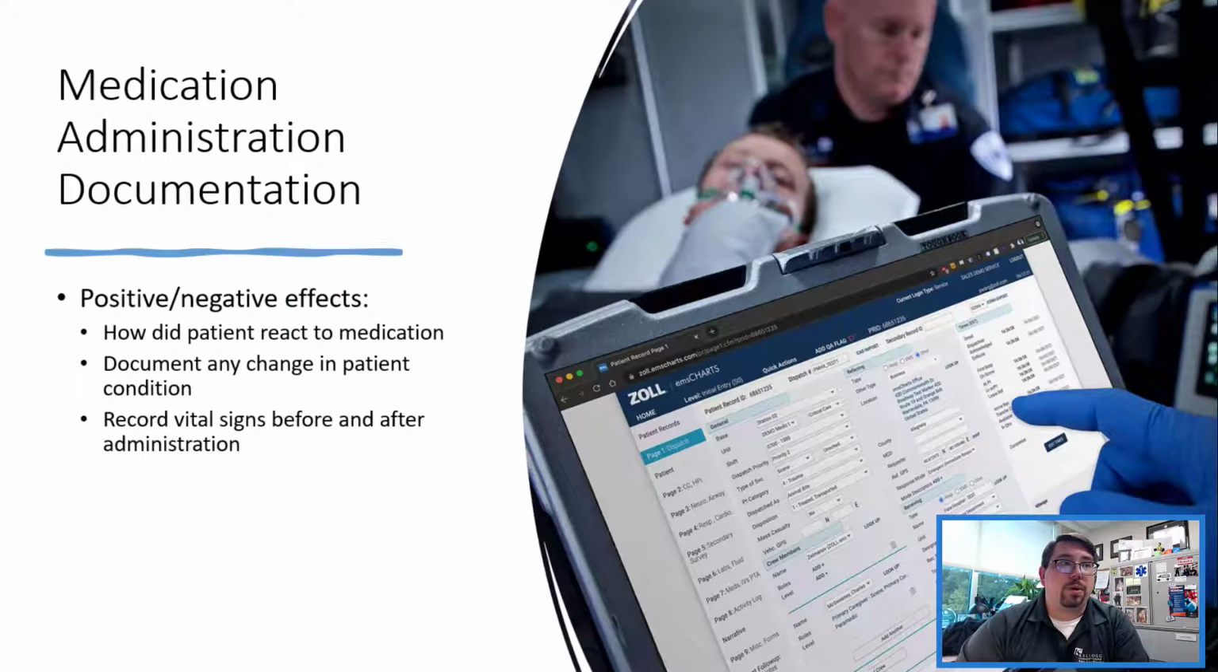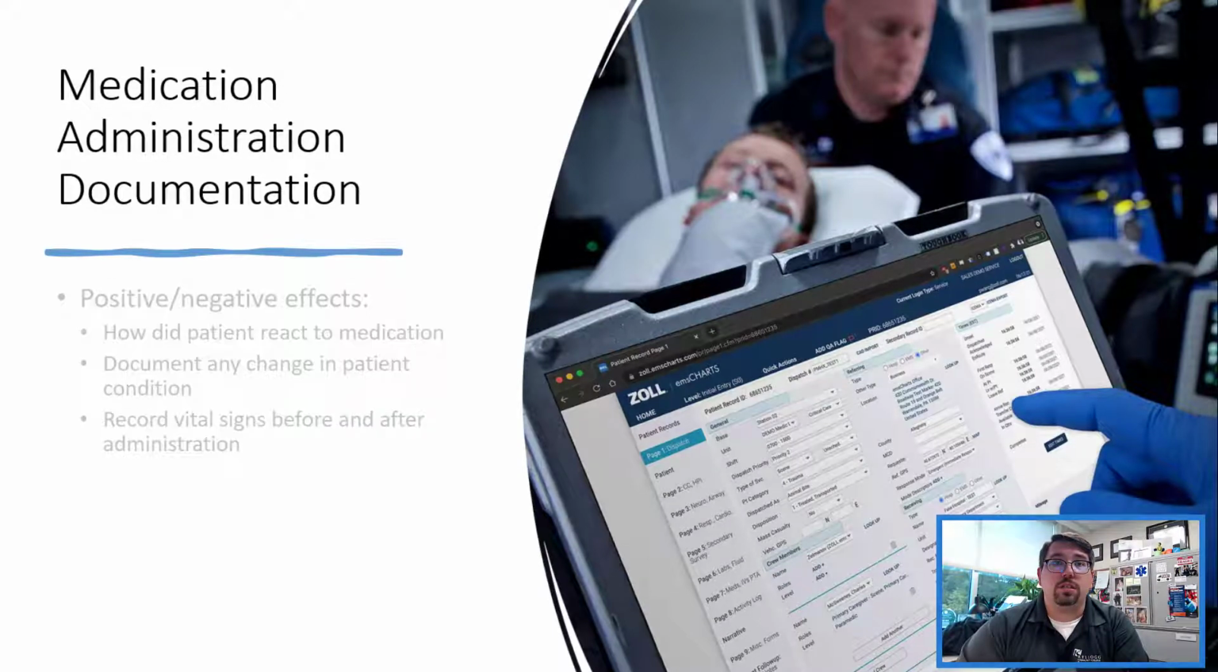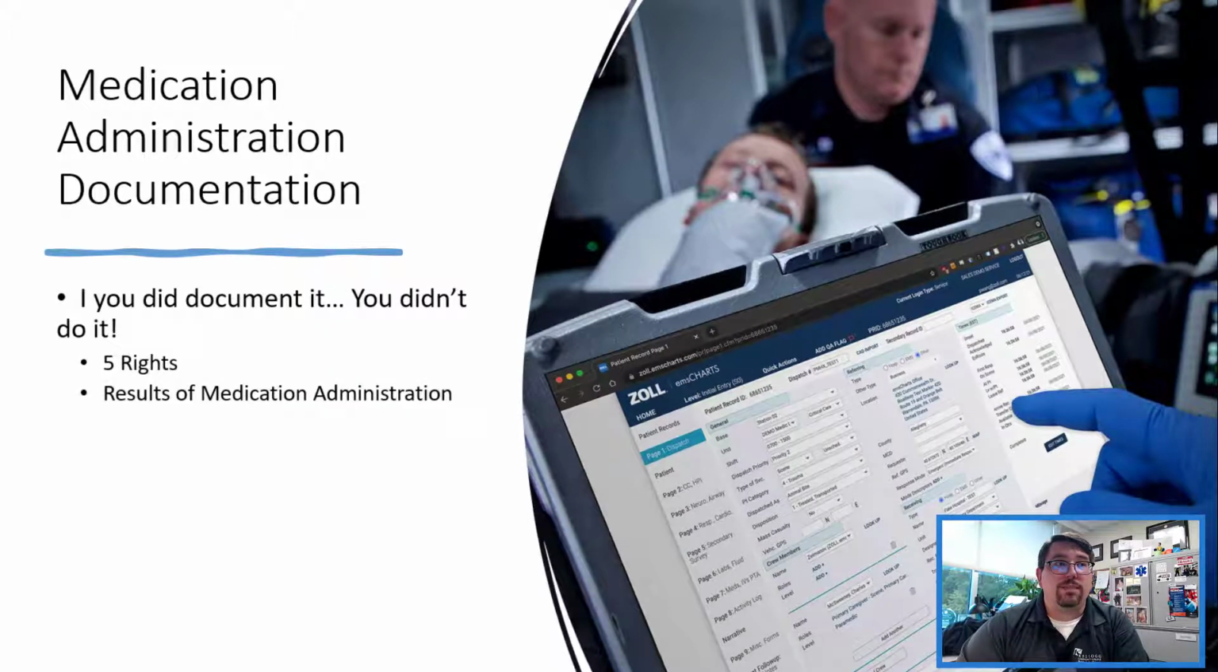We also want to make sure we recognize any positive or negative effects that can occur with our patient, identifying how the patient reacted. Document any changes that you see in the patient's condition, and make sure that you record vital signs before and after the administration. And most importantly, remember, if you didn't document it, you didn't do it. Remember your 5 rights, and the results of your medication administration.